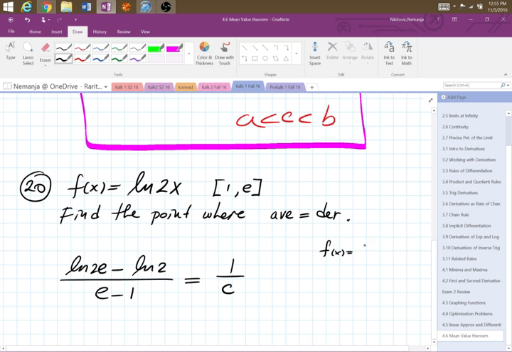So f of x is ln 2x. The derivative of this would be copy 2x and then its derivative on top, which is 1 over x. But I'm looking for that value c for which this equation will be true. So plug in c there.